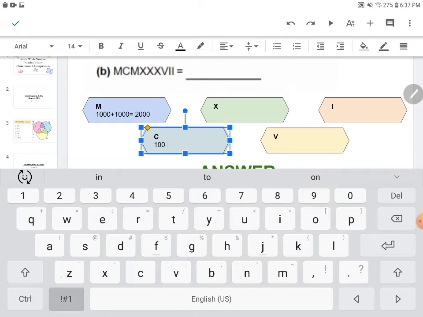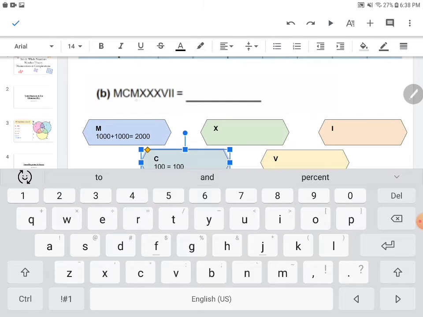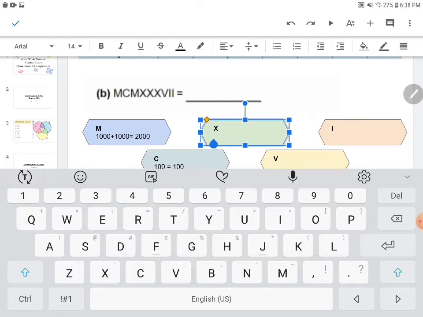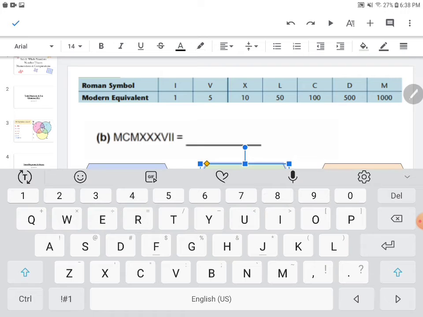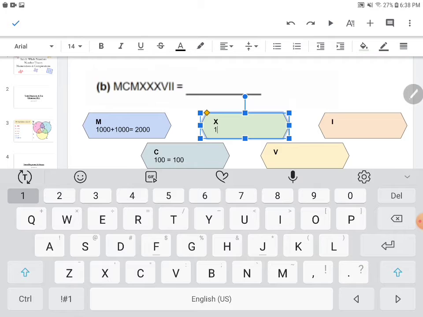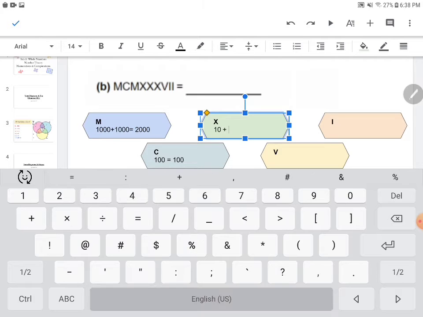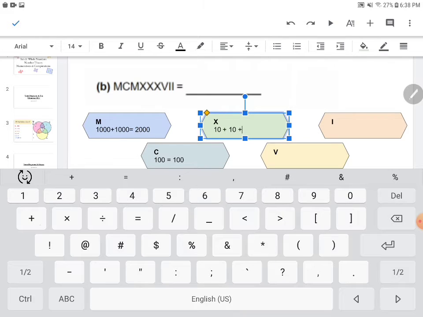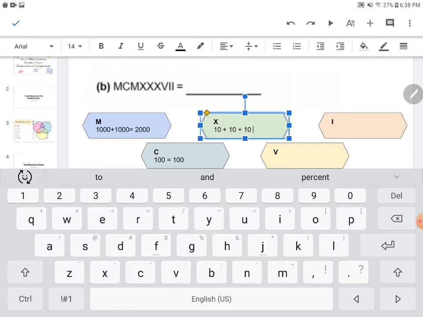Therefore, C is going to give us 100. Again, we'll look at our problem. For our next one, we'll do X. We're presented with 3 X's in our problem, actually. So we go up to our key. X is equivalent to 10. And since we have 3 X's, we're going to do 10 plus 10 plus 10. And when you add 10 3 times, you're going to get a total of 30.